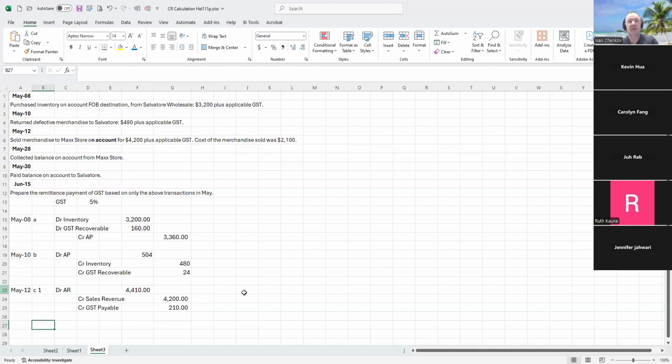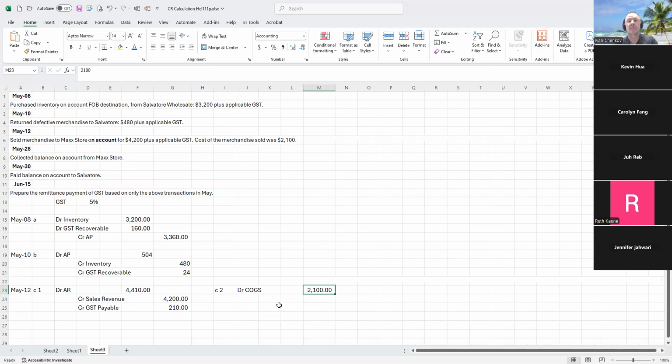Right? So now let's show the reduction of the inventory. Since I sold it, now I don't have the inventory. Let's reduce our inventory. That will be C2. Since I don't have the inventory, what am I gonna have now? Cost of goods sold, for 2,100. Let's reduce the inventory: credit inventory, the same amount, right? We have to be in balance. Okay, we're done with that.